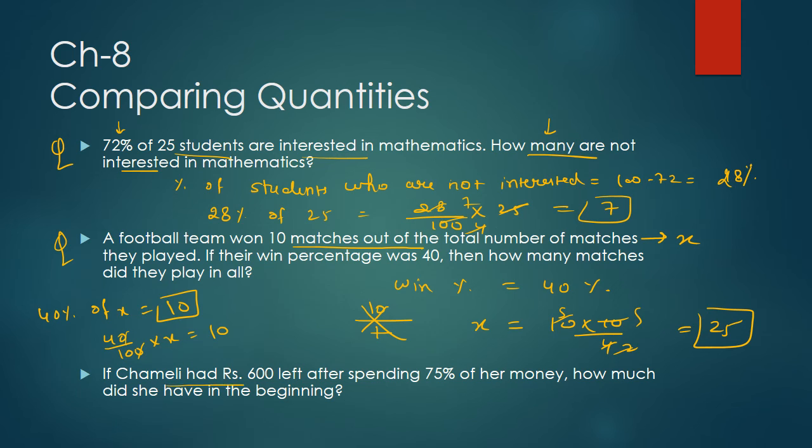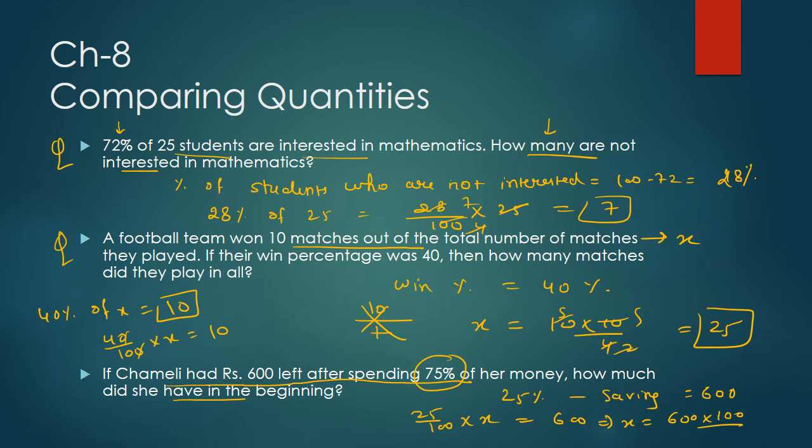Now, if Shamili had rupees 600 left after spending 75% of her money, how much did she have in the beginning? See, this is spending, right? 75% is her spending. So that means 25% is her saving. And this 25% is nothing but 600. So 25% of the total which she was having is 600. Let's say the total which she was having is x. So x becomes 600 multiplied by 100 by 25. 25 4s are 100, 6 4s are 24. So 24 rupees she was having in all before spending money. Okay.